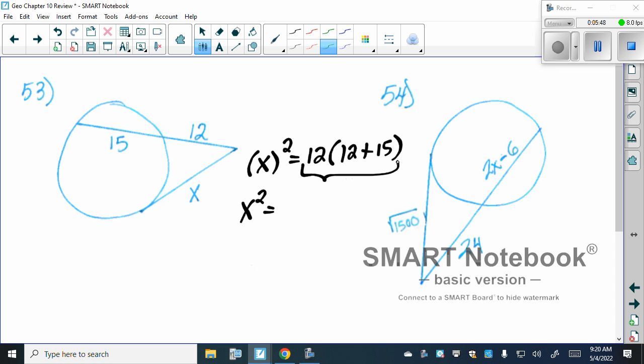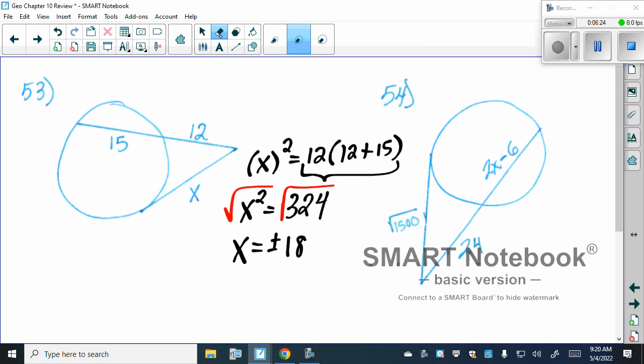And get 324, because 144 would be 12 times 12, and then we'd have to add 12 times 15 to it. Now we would take the square root of both sides. And the square root of x squared is x. Square root of 324 is 18? And on the previous ones, the ones that we talked about yesterday, we added the plus and minus, yes?